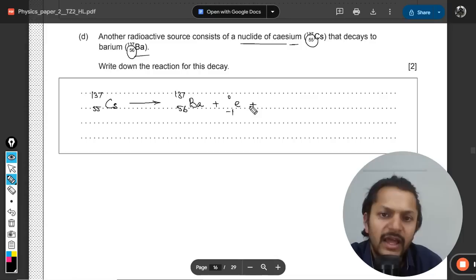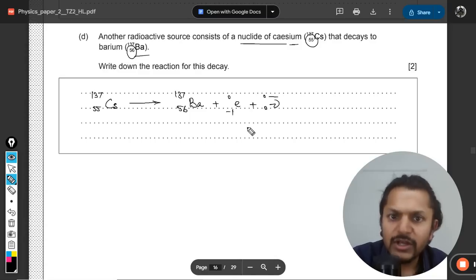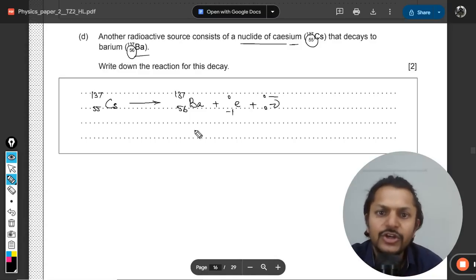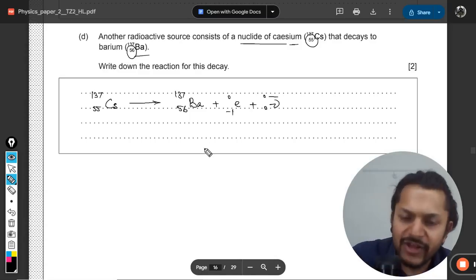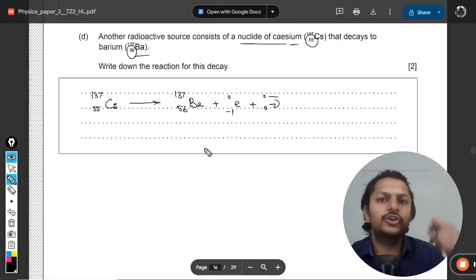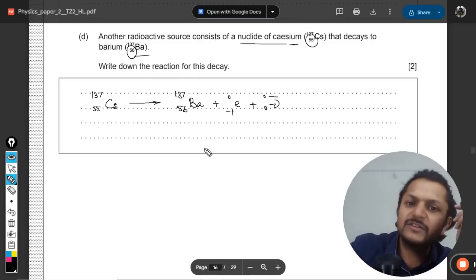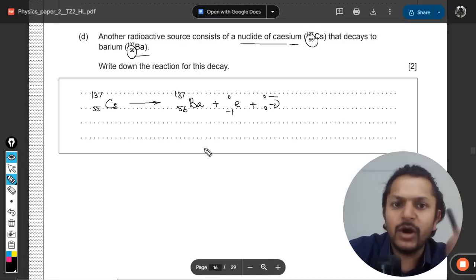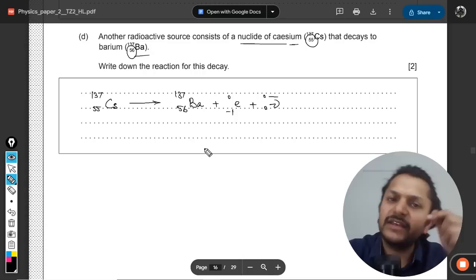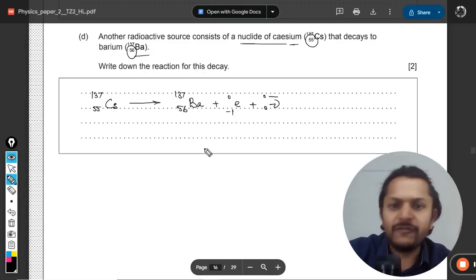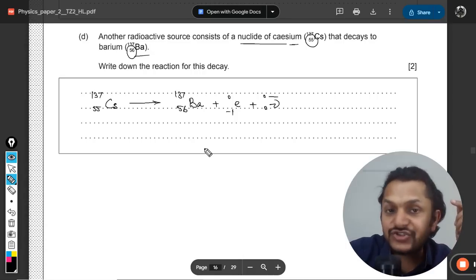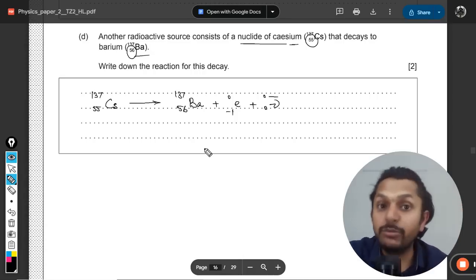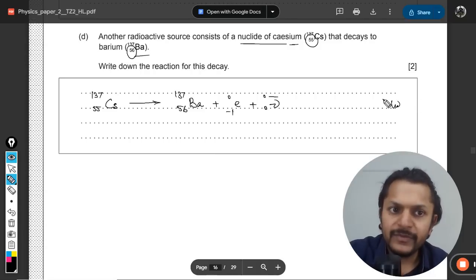This is beta, and along with this you always get antineutrino. So this is the antineutrino particle. So this is the reaction. As a thumb rule, you can always remember it. Whenever there is beta minus, atomic number increases by 1. Whenever there is beta minus, antineutrino is always there. And whenever there is beta minus, the exchange particle that is used is the W negative boson. This is always the exchange particle.